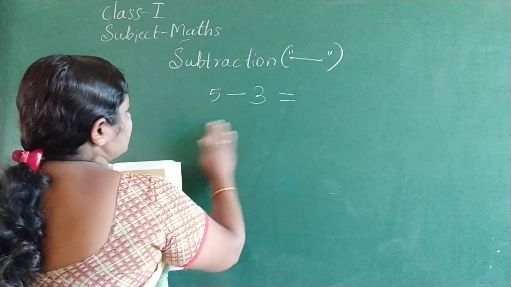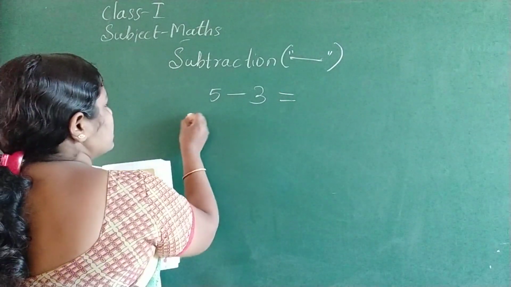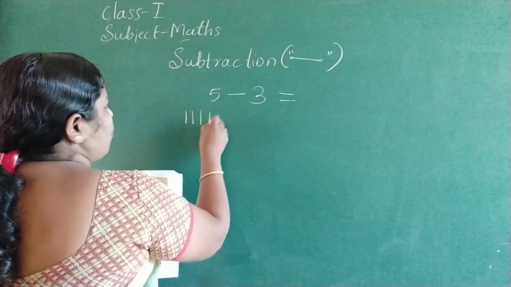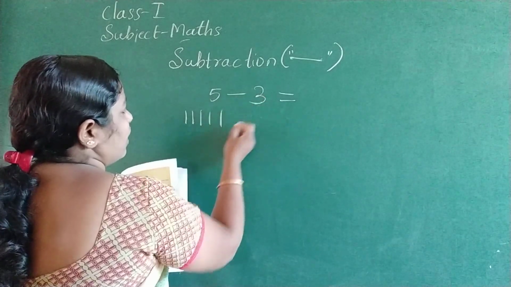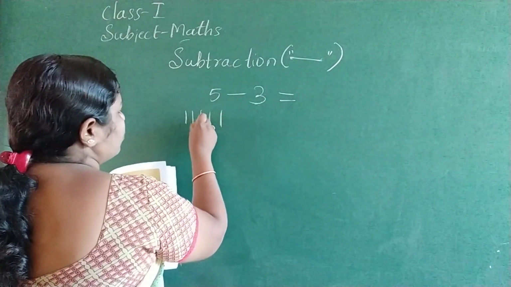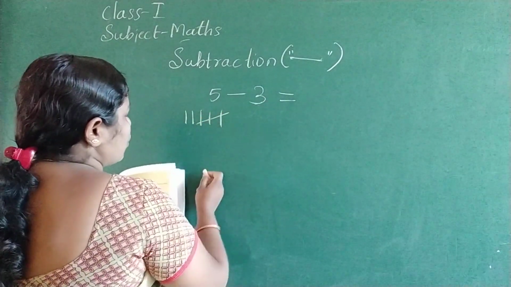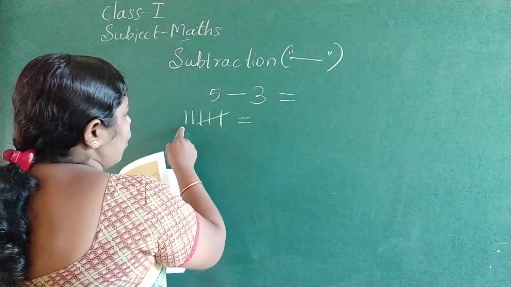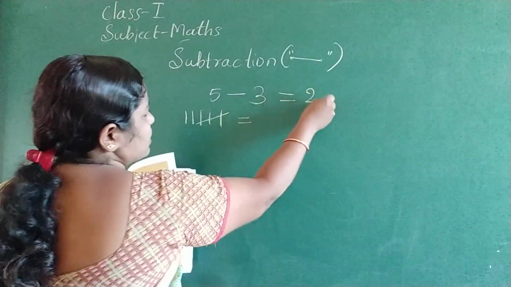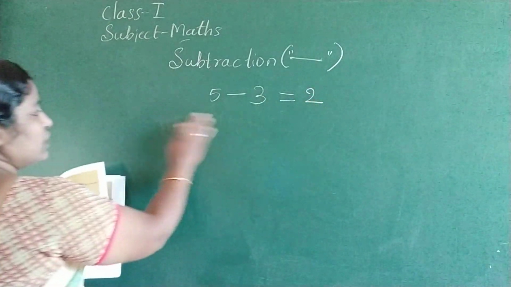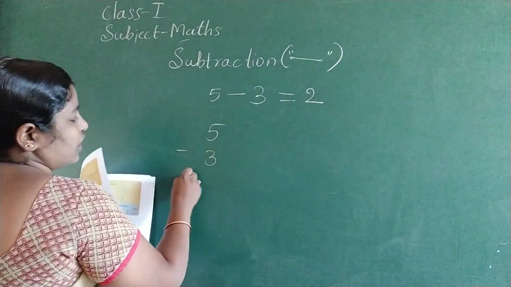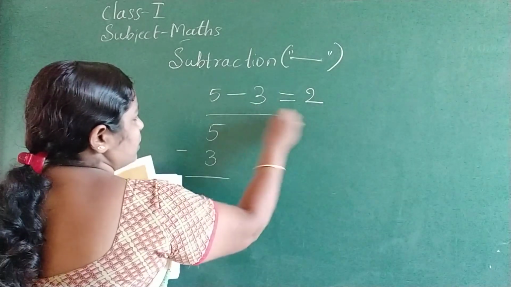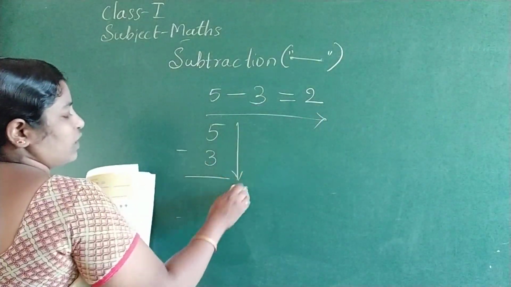So shall we do this by putting lines? 1, 2, 3, 4, 5 strawberries are there. So how many have been taken away? 3. So 1, 2, 3. 3 numbers you cross. How many are remaining? Answer is 2. So this only we will do vertically. 5 minus 3. This is horizontal and this is vertical.